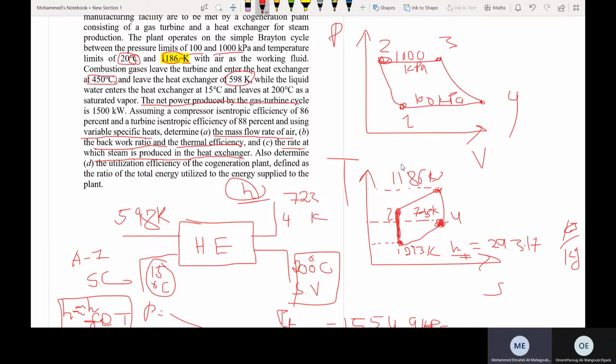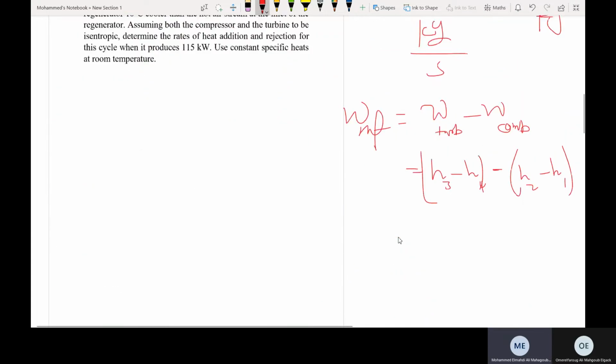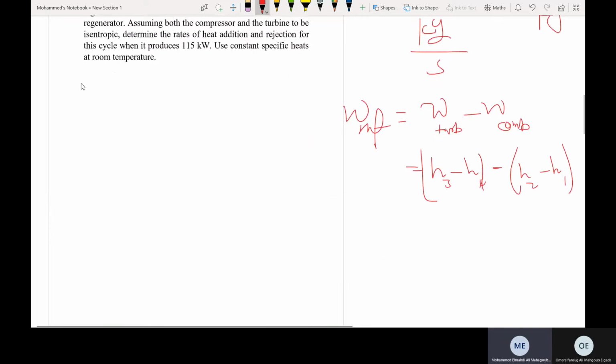With variable specific heats, or in a standard air assumption, we need to use the ratio relationships. What were the ratio relationships? If we have an isentropic process, the relative pressure of 2 over the relative pressure of 1 is equal to pressure 2 over pressure 1, which is the pressure ratio. Or if you flip this fraction, you can flip this also.